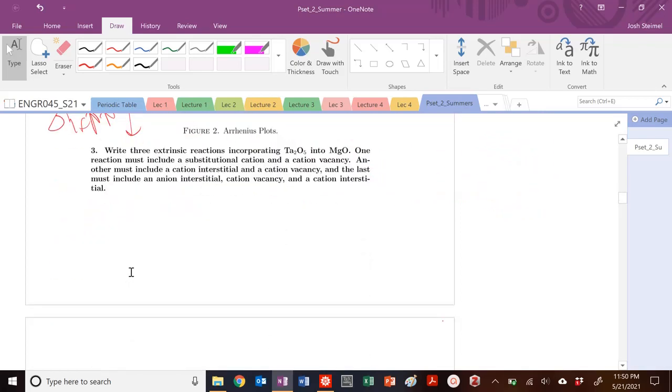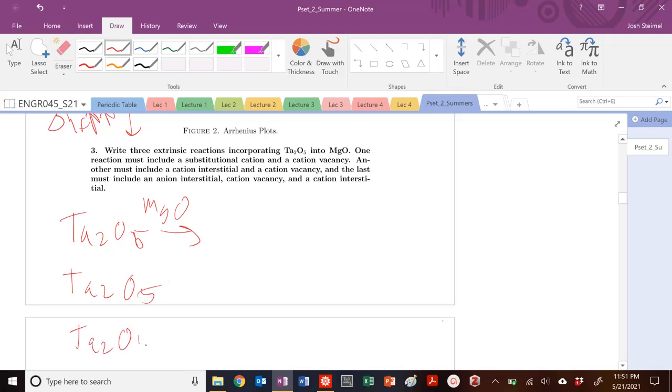All right, let's look at number 3. Write 3 extrinsic reactions incorporating Ta2O5 into my MgO. So we need 3 of these interactions. Tantalum pentoxide into MgO. One reaction must include a substitutional cation. So I'm going to substitute Ta in for Mg.